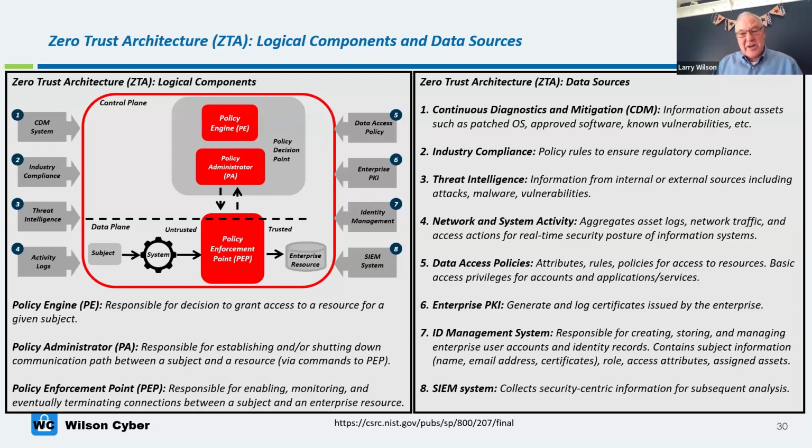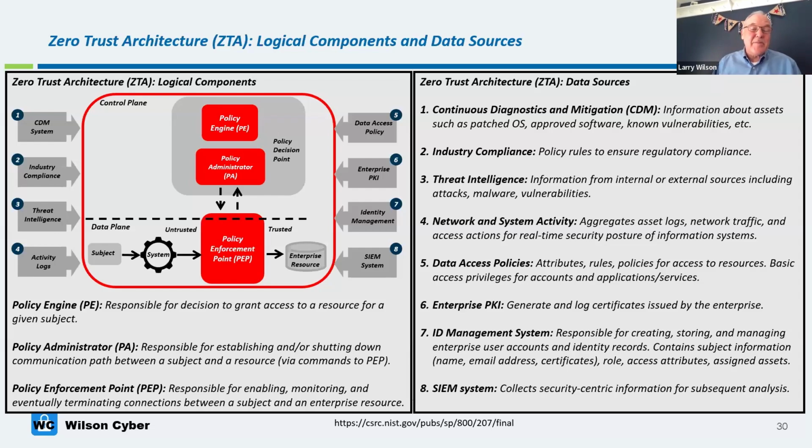Data access policies are attributes, rules, and policies for access to resources, basic access privileges. Enterprise PKI covers the certificates for access issued by the enterprise. We have identity management, responsible for creating, storing, and managing enterprise accounts. And we have the SIEM, or security information and event management system, which is security-centric and collects the logs for subsequent analysis. So those are all the data sources.